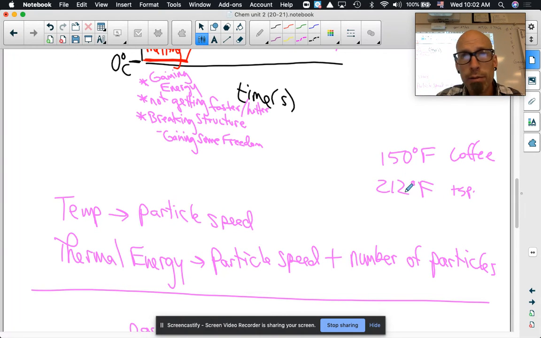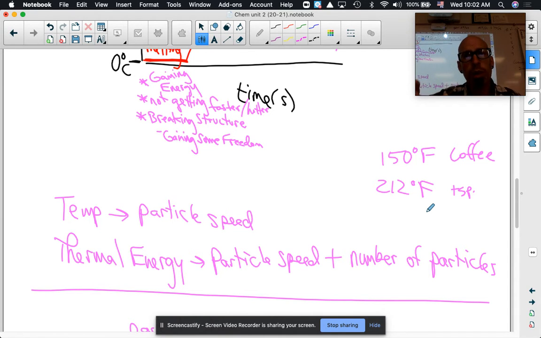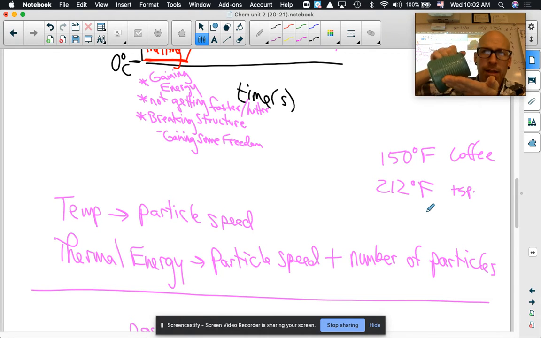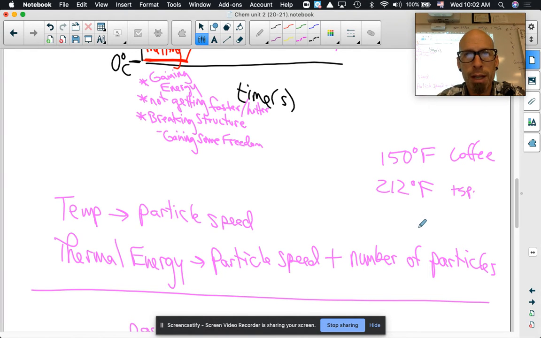And then let's say I have a little pot of water that's boiling, and I'm going to take a teaspoon out of there. And here's the choice you have. Either I'm going to take one little teaspoon of boiling water and pour it on your hand, or I'm going to take that entire cup of 150 degree coffee and pour it on your hand. Which one do you think is going to do more damage or be more uncomfortable? I would say that the 150 degree coffee is probably going to do more damage to your skin than the 212 degree water. Why? Because it's only a teaspoon.